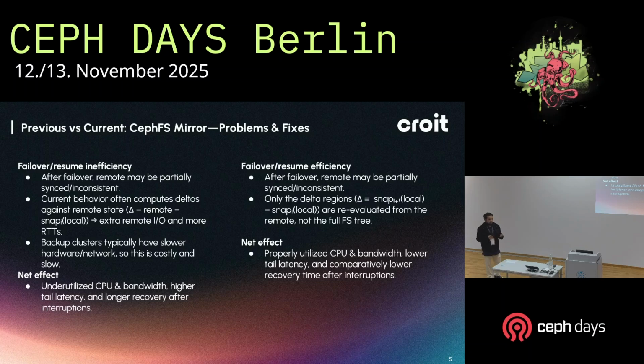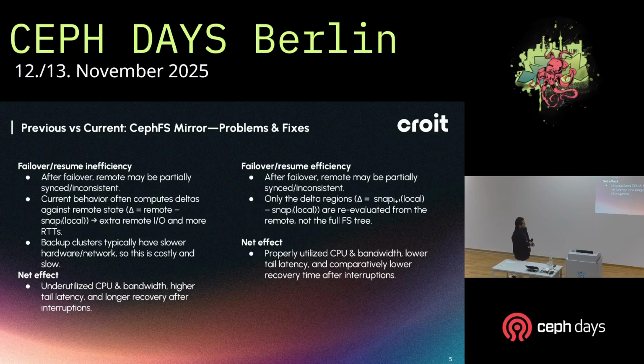The user doesn't want to have very good hardware in their remote cluster. So we try to reduce the calls to the remote cluster as much as possible. Basically, we evaluate which parts have a difference between the previous snapshot and the current snapshot, and we only traverse those delta regions in the remote cluster. That's why the failover and resume efficiency is there, because as I said, your backup cluster does not have good hardware.